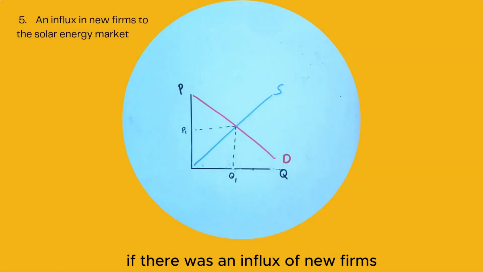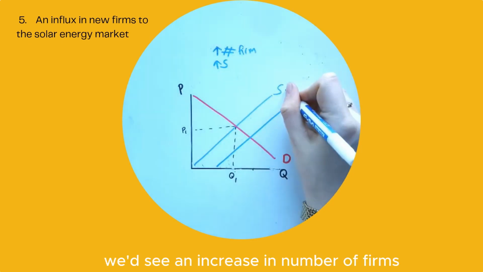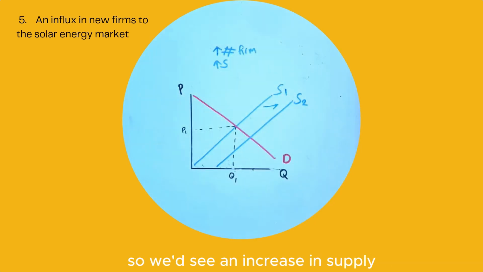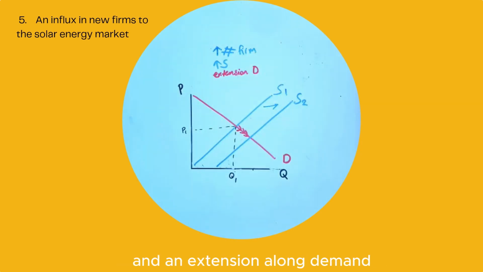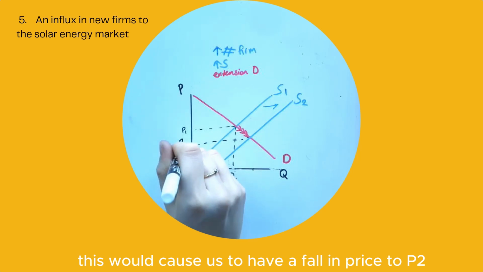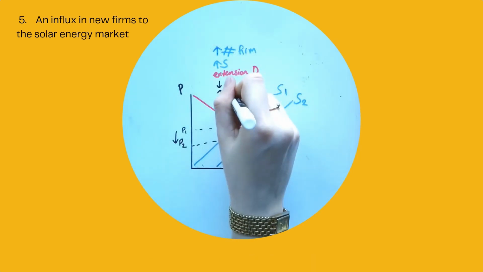Next, what would happen if there was an influx of new firms to the solar energy market? We'd see an increase in the number of firms, so we'd see an increase in supply. We'd show that with a shift to the right. There'd be a new equilibrium formed and an extension along demand. This would cause us to have a fall in price to P2 and an increase in quantity to Q2.